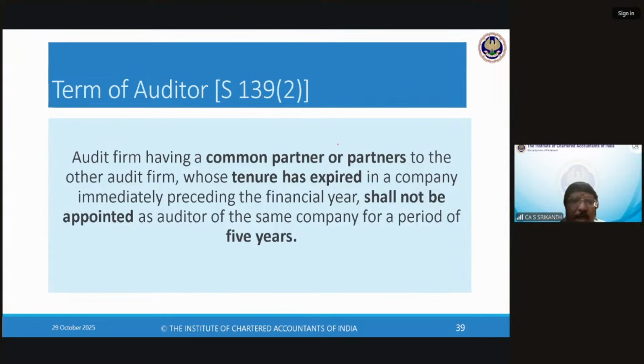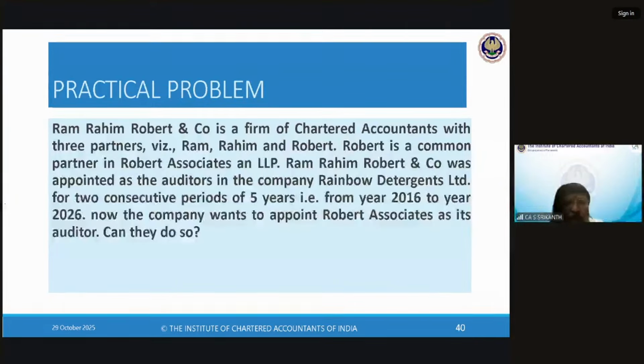Correct. Sir, listed or unlisted, they will clearly mention in the paper. So if it is a listed company, they will mention it. If it is not mentioned, humble suggestion, it is unlisted. You cannot assume listed. For example, here Rainbow Detergents Limited, nothing is mentioned, so unlisted. But since they say that there is a rotation, we shall presume that Rainbow Detergents Limited is coming under the rotation of audit criteria.